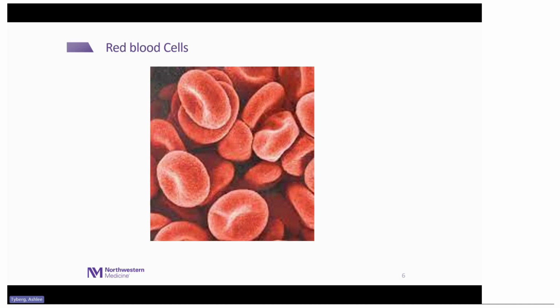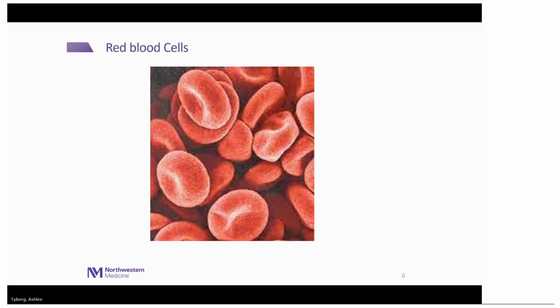All right, so first I was going to talk about red blood cells. So this is like a dry micrograph. They take a really detailed, fancy picture. They don't look like that unless you have very fancy equipment to take pictures.